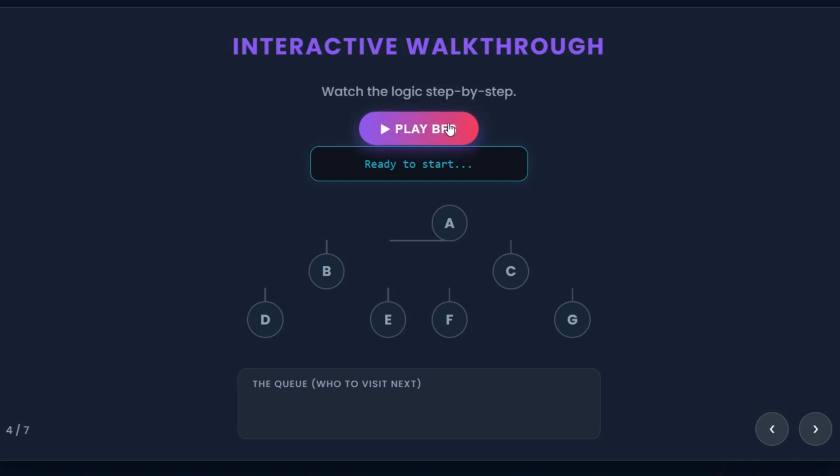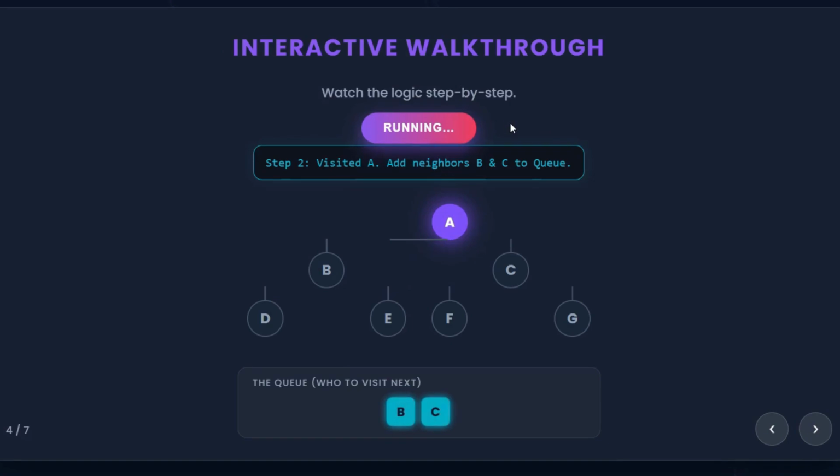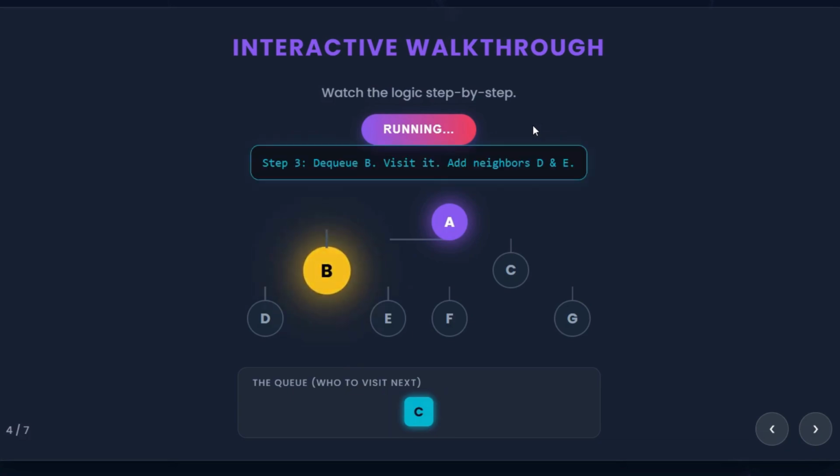Let us see this in action. We have a tree. Starting at node A is our root. Next, we look for immediate neighbors. We find B and C. Since B is next in line, we visit B. And then C. We do not go down to D or E yet. We have to finish the current level first.